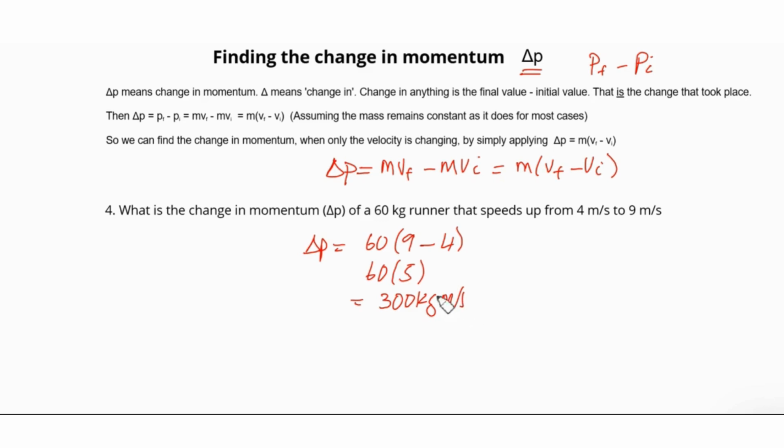Now this is positive, which basically means delta P increased, or the change in momentum was positive. And so whatever momentum the object might have had, it now has 300 kg·m/s more than it did before. Okay, so this just gives you the change in momentum, not the initial, not the final, but how much the momentum changed by.